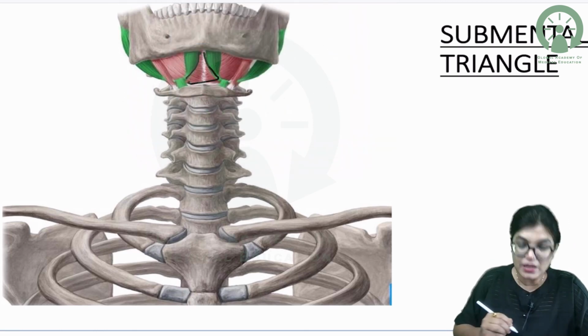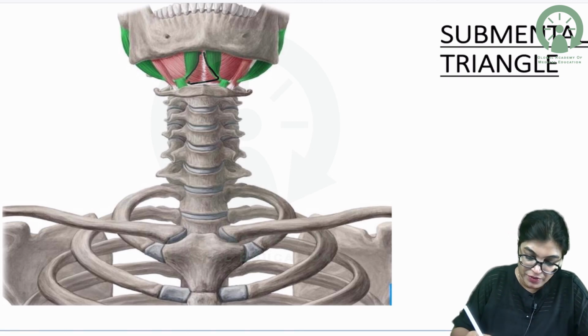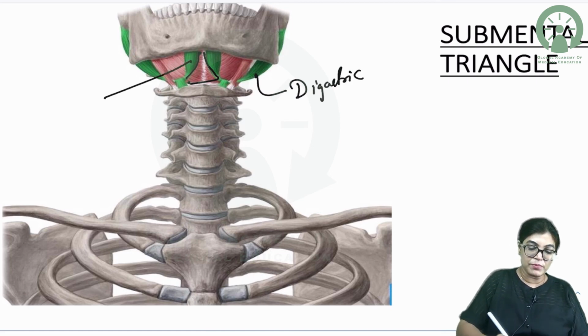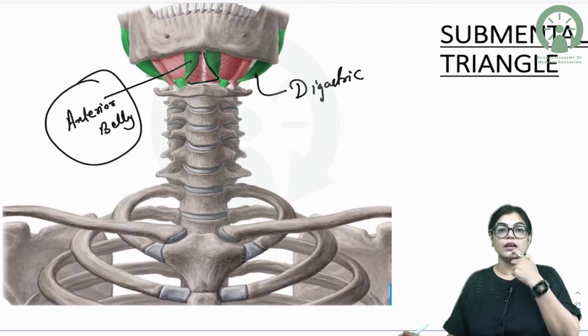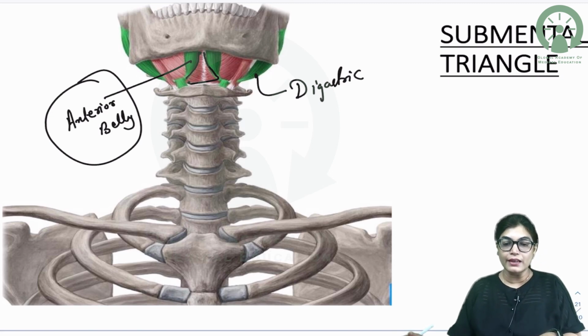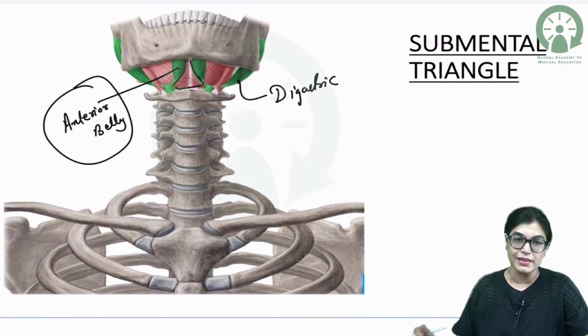This triangular space is bounded on each side by the anterior belly of the digastric muscle, which you are seeing in green color. The anterior belly of the digastric muscle forms the two boundaries on either side of the submental triangle, and the base is formed by the body of the hyoid bone. The apex is formed by the symphysis menti.